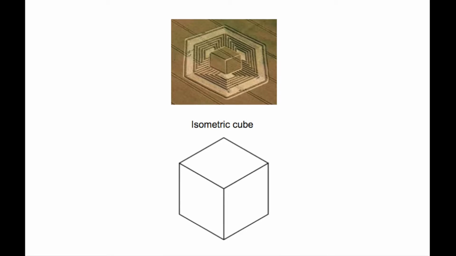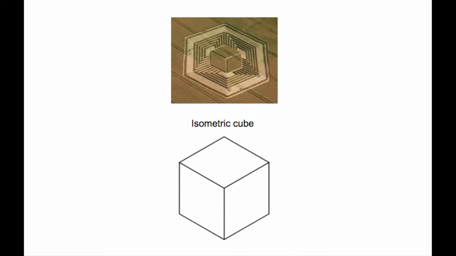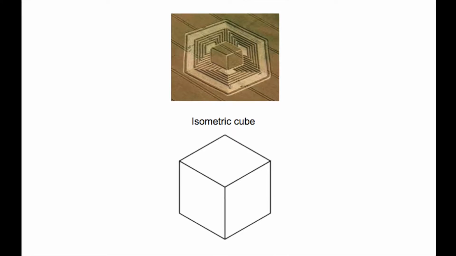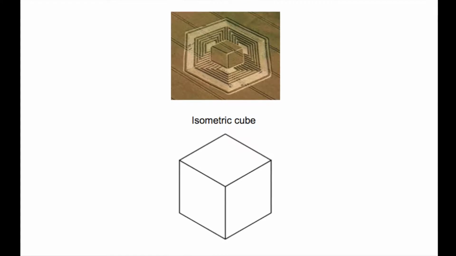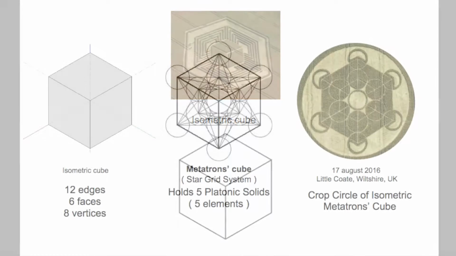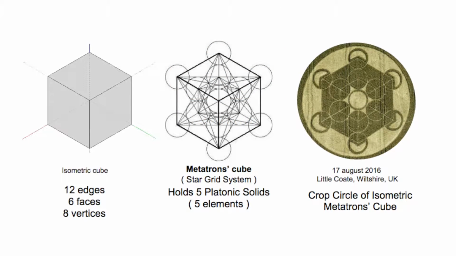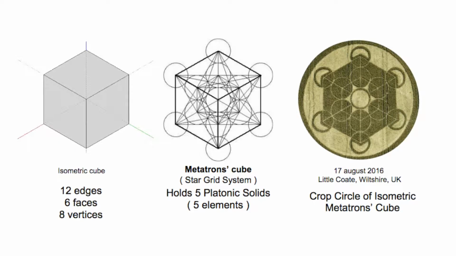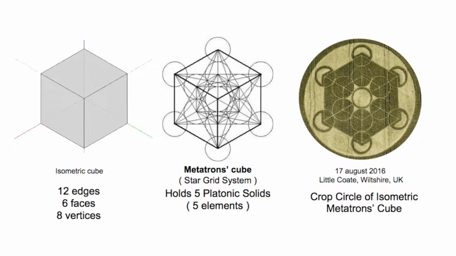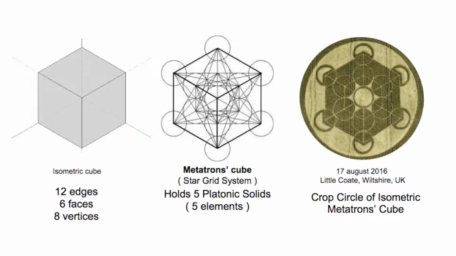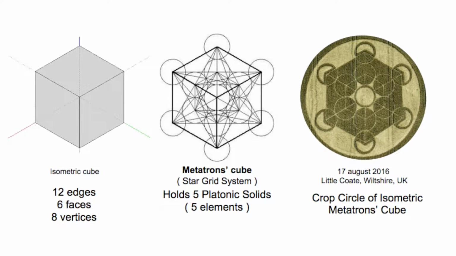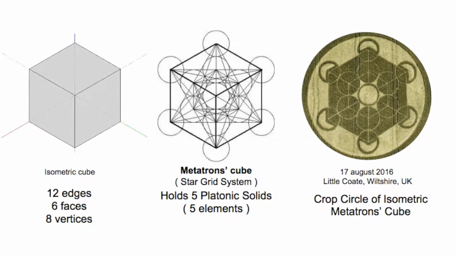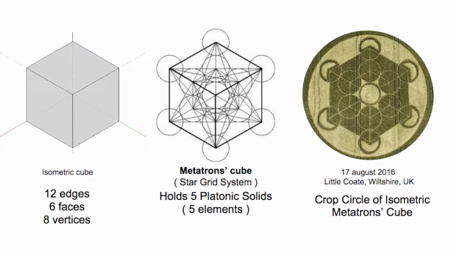The cube can be viewed isometrically, and by seeing it in this grid pattern, we can make some important links to some sacred geometry. The cube is part of the Metatron's star cube, which is a grid system that holds the geometry of the 5 platonic solids. The cube has 12 edges, 6 faces, and 8 vertices.